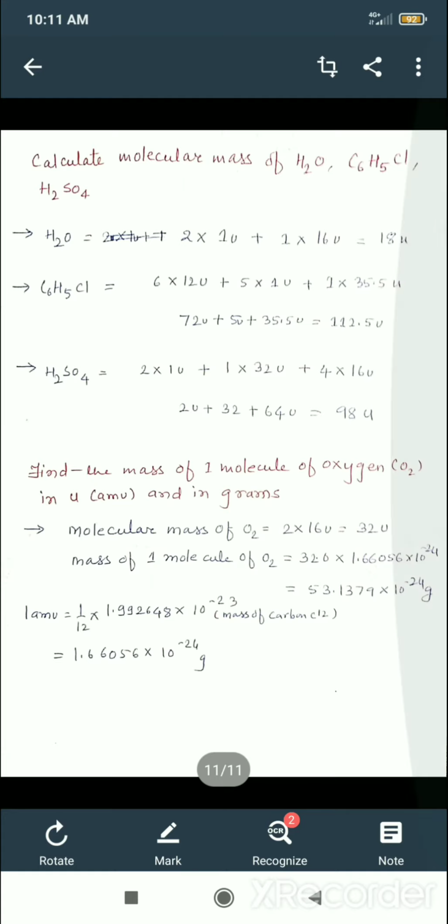Okay, so this is all about the basic concepts. Now in the next lecture I am going to calculate some more problems for you, of some basic part.